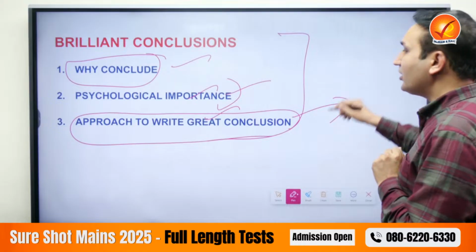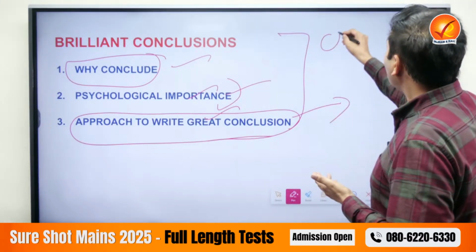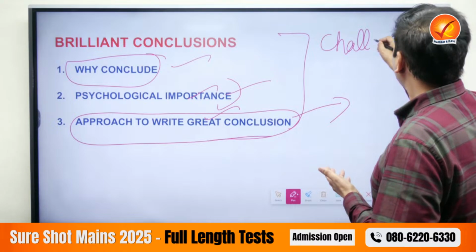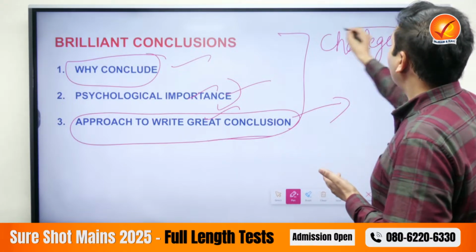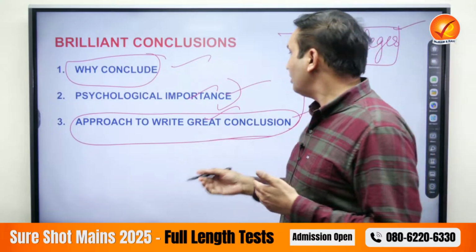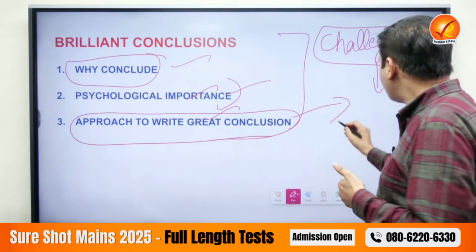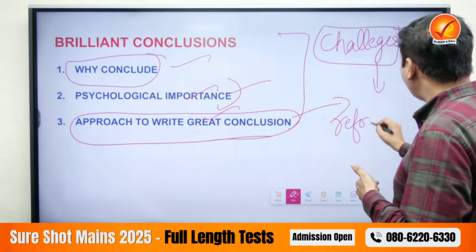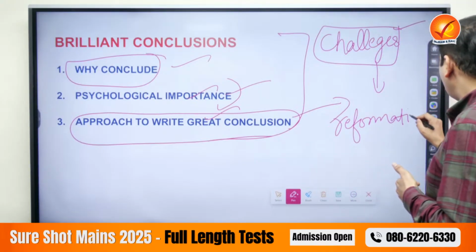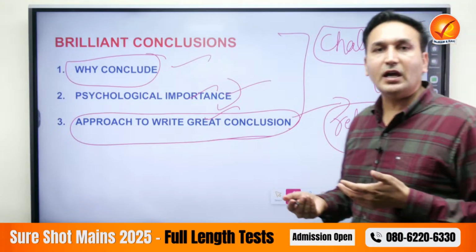So here, for example, for the next logical step, as I was saying, if you are writing challenges in the last part of the body, then your conclusion should be what comes after challenges. After challenges come reforms, so your conclusion should be reformative in that case, right?